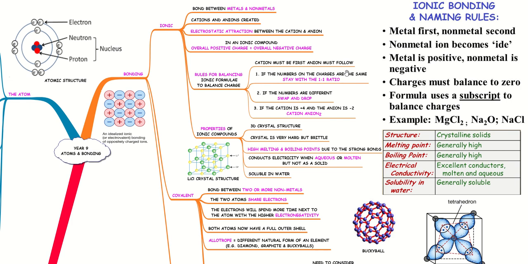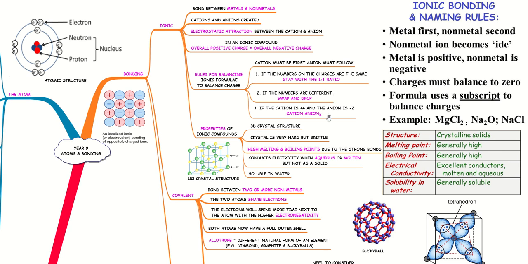If the numbers on the charges are the same, so sodium is +1, chloride is -1, 1 and 1 are the same number, we just do nothing, we just smash them together. If the numbers are different, so we've got a +2 and maybe a -1, if we get a +2 of magnesium and a -1 of chloride, we do swap and drop. So the number 1 from the chloride goes across to the magnesium, and the 2 from the magnesium goes across to the chloride, and so we end up with MgCl2.